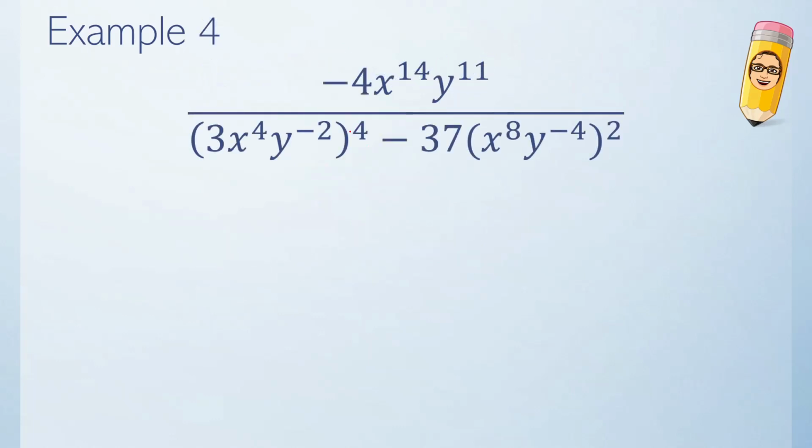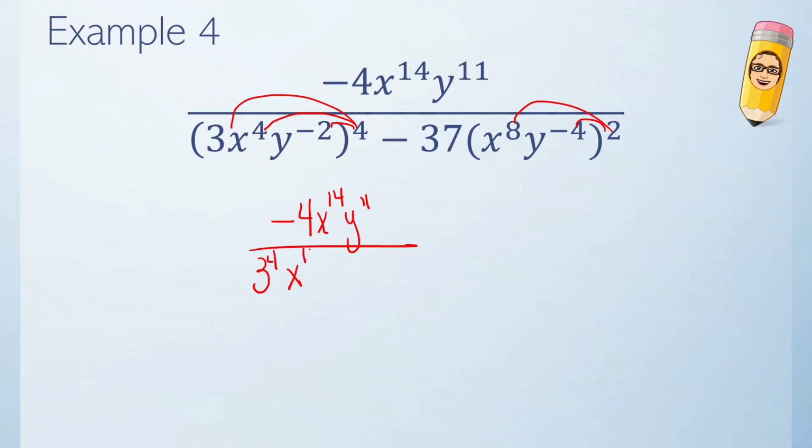Example 4. I got a lot of stuff to deal with in that denominator. So let's distribute the 4 in. And I also need to distribute this 2, it looks like. So that numerator, we're just going to let that numerator kind of hang out there. 3 to the 4th, x to the 16th, y to the negative 8, minus 37, x to the 16th, y to the negative 8th.